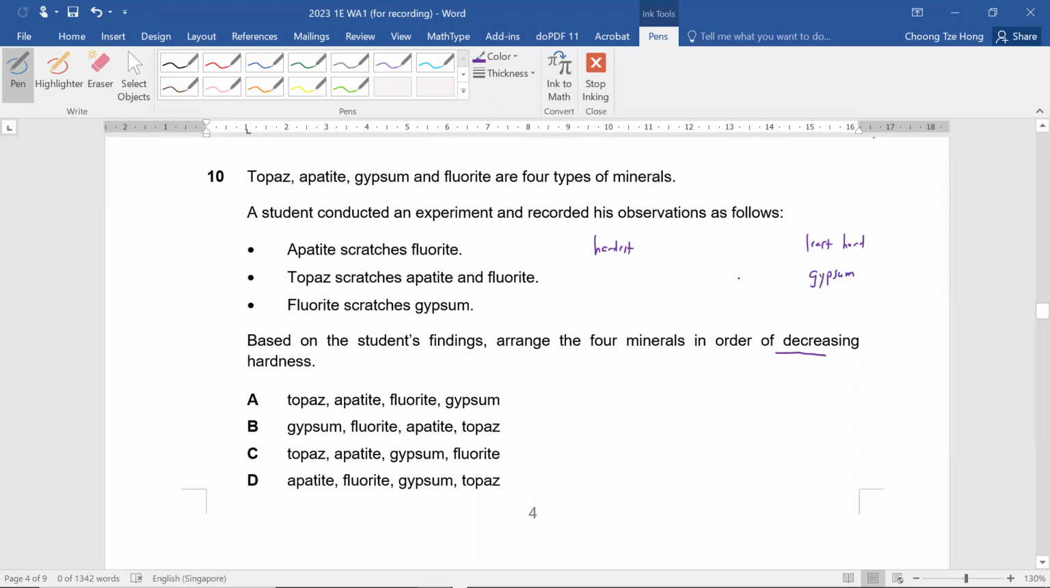Then after that, followed by fluoride. Then apatite scratches fluoride, right? So apatite will be here. So this one you have to be very careful with your thought process. Then topaz scratches these two, so topaz must be harder than those two. Which means that the sequence will be topaz, apatite, fluoride, and then gypsum. So the hardest will be topaz, then apatite. So the answer will be A, right, answer will be A.